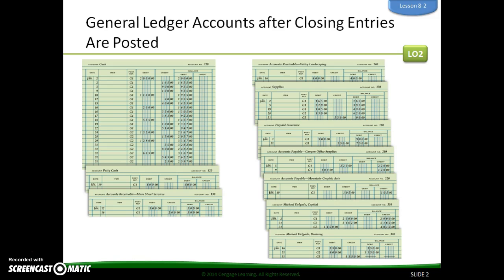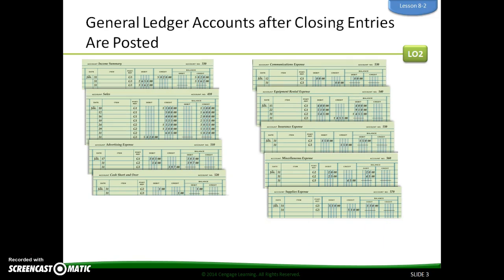Notice then for that Michael Delgado drawing account that where it's 0, we actually just draw a line through the account, and that is intentional, that's deliberate. You want to make sure that if an account has a 0 balance, that lines are drawn in both the debit and credit columns so that as a reader, I know that it wasn't omitted, that that was done intentionally.